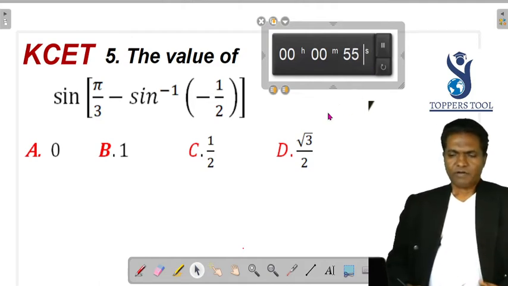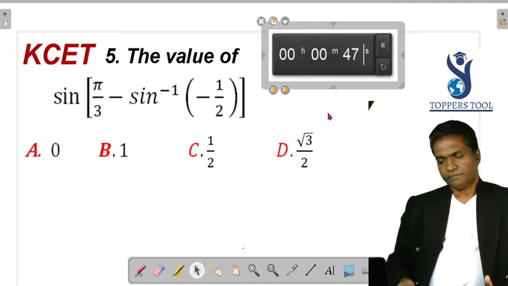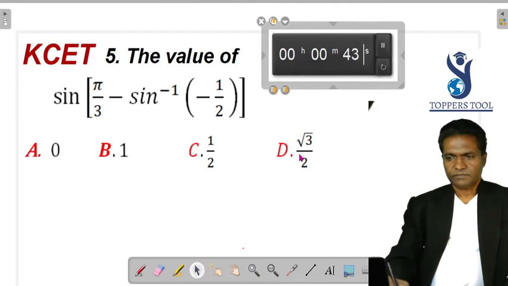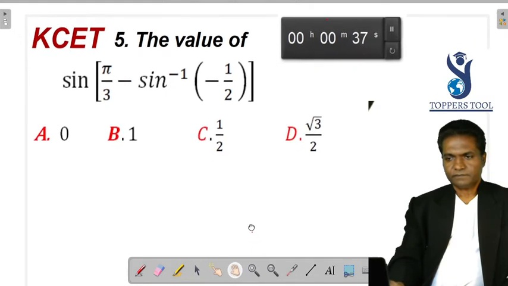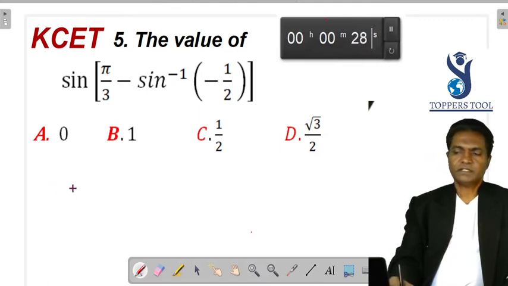The value of sine of pi by 3 minus sine inverse of minus 1 by 2. First you need to express this. First find the value of this. Come on, do it. Last 30 seconds.